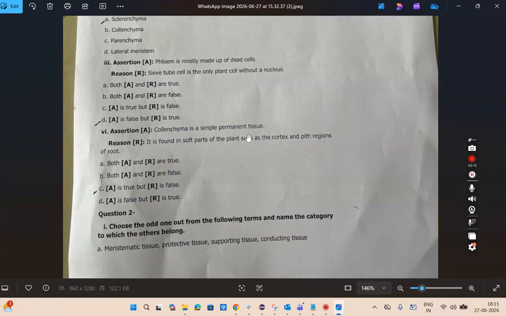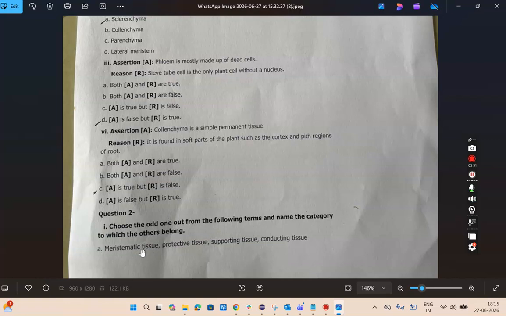Collenchyma is simple permanent tissue. It is found in soft parts of the plant. A is true but R is false. Collenchyma, that is correct, true. But the soft part of the plant, in the pith and cortex region, which tissue is that? What is that tissue? That tissue present in soft parts of plants such as cortex and pith region, which one is it? Not phloem. It is parenchyma. It is not collenchyma.